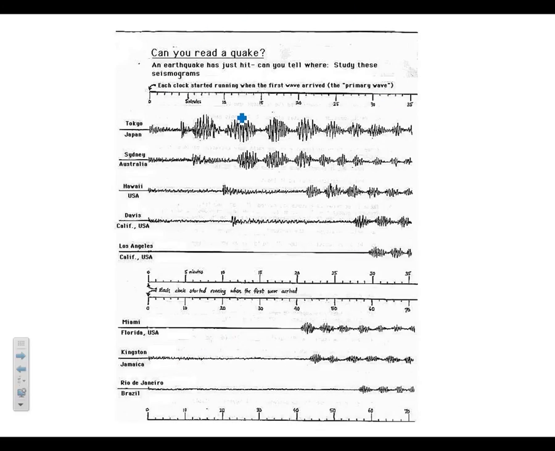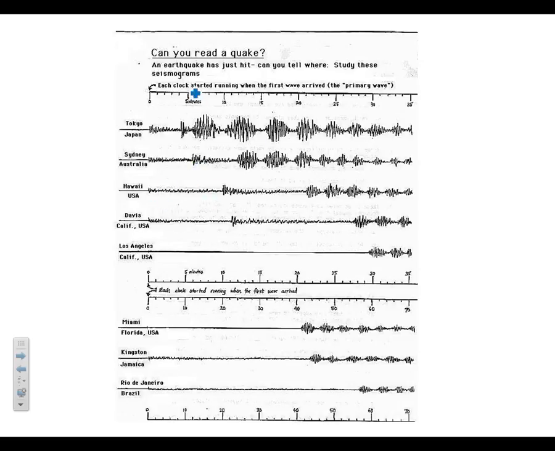This is again showing the same kind of thing. This is one earthquake, recorded in lots of different cities. How do you know which city is the closest? You look to see which one has the shortest time lag. So Tokyo was the closest city. Sydney was the next closest because it has the next smallest time lag.